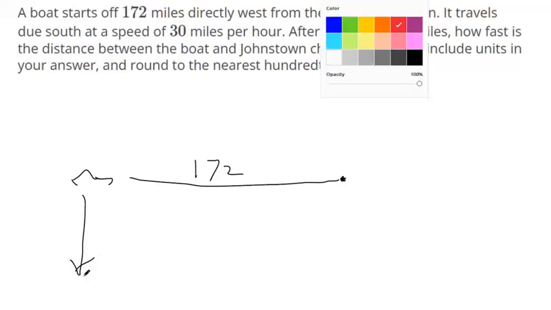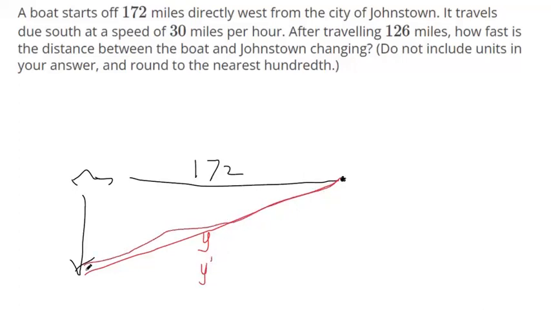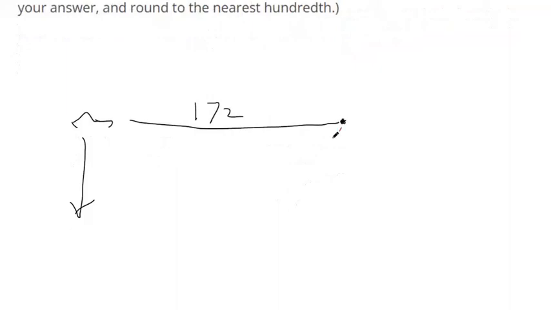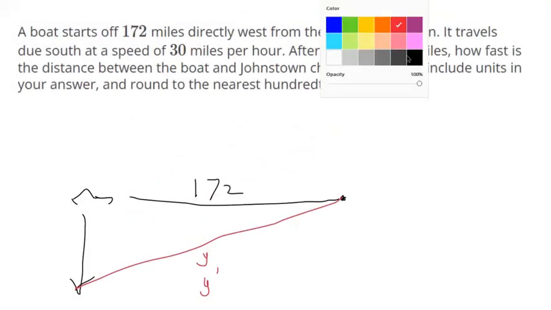So we want to know how fast this red line is changing. We'll call this distance y. We don't know how far it is because it depends on how long we've been going. They want to know how fast that distance is changing, because at this instant, this is the distance. We can measure that out. And then at another instant, it's gone even further, so it's going to be even longer. And then we've gone even further away, so it's going to be a little bit longer. So if this is y, what is y prime? How fast is that distance changing?